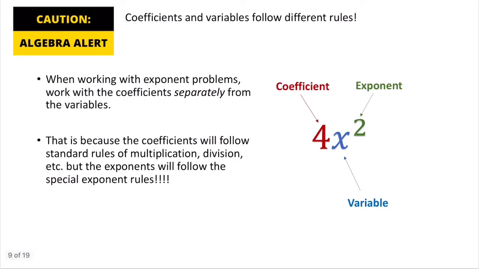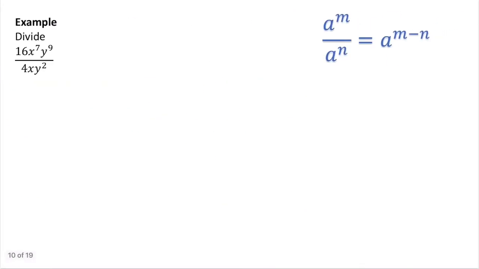So here's an important warning just to keep in mind when we're working with terms that have coefficients and variables with exponents. When you're working on these problems, remember to work with the coefficients separately from the variables, because the coefficients will follow the standard rules of multiplication, division, whatever we're doing, but the exponents will follow those special rules. So for example, suppose we were dividing these two monomials. So we have 16x to the 7th, y to the 9th over 4xy squared.